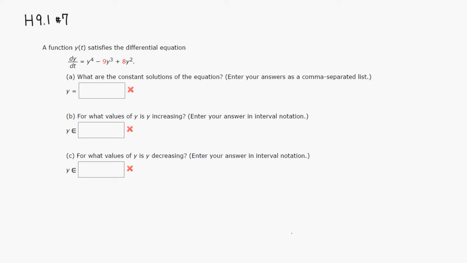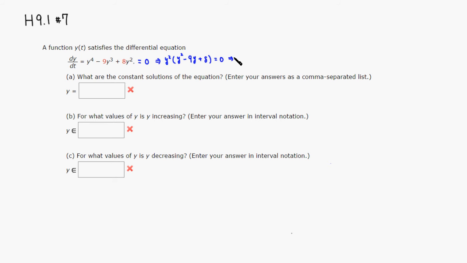If the solution is constant, the derivative has to be 0. So what you need to do is set the derivative equal to 0. First we're going to factor out the y squared. So we have y squared times (y squared minus 9y plus 8), and that's equal to 0.